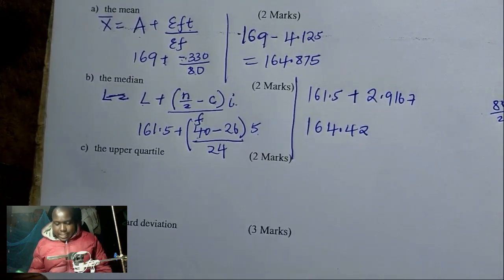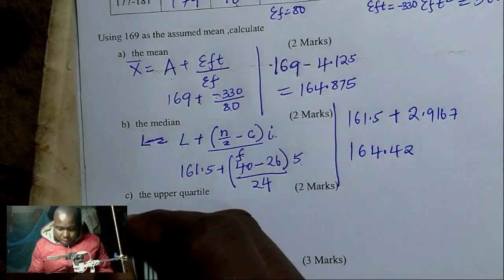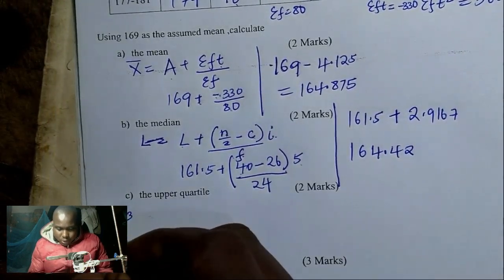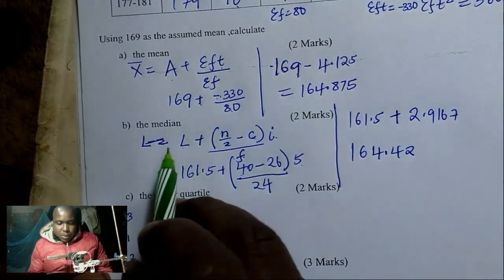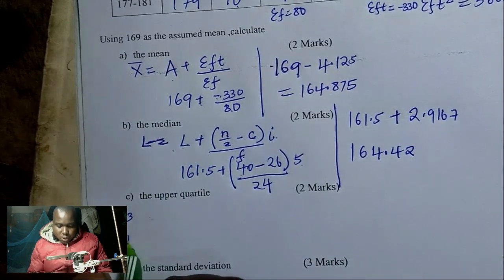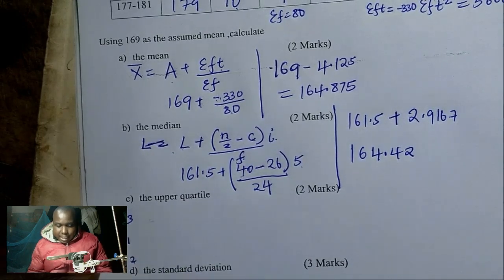The upper quantile. We have the lower quantile, Q1, and the upper quantile, Q3. Q2 is the median, which we have done. Q2 is the median we have done. Q1 is the lower quantile. Q3 is the upper quantile.